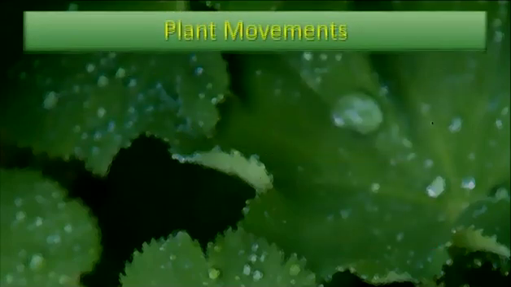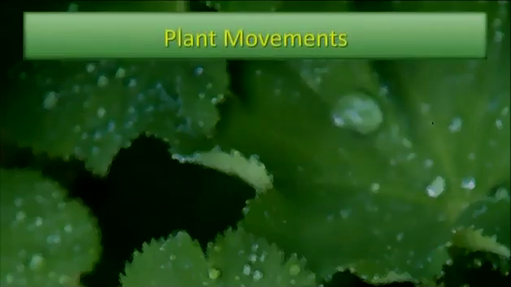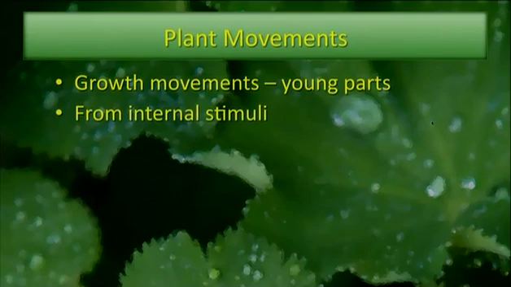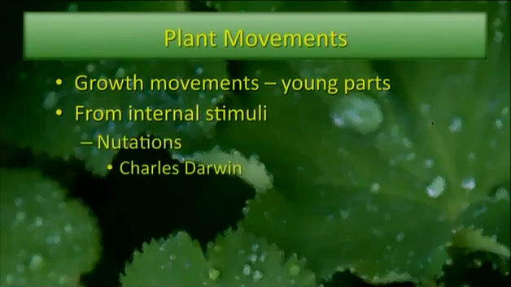Now we're going to talk about plant movements. We said in an earlier lecture that plants do move, even though generally the movement is undetectable unless you use time-lapse photography. So you do have growth movement in young parts of plants. This comes from internal stimuli. The kind of plant movement that was noted by Charles Darwin was called nutations, and that's actually growth movements.